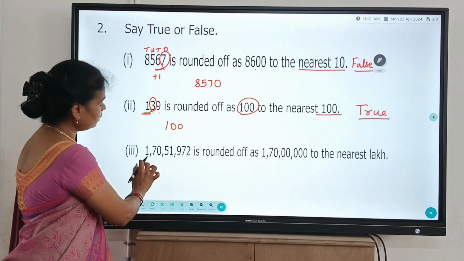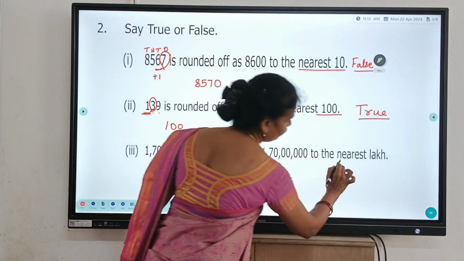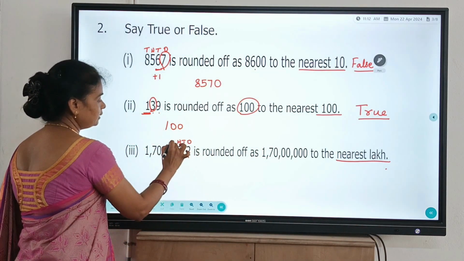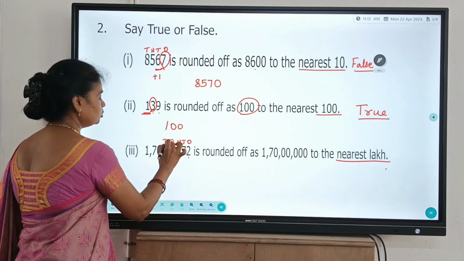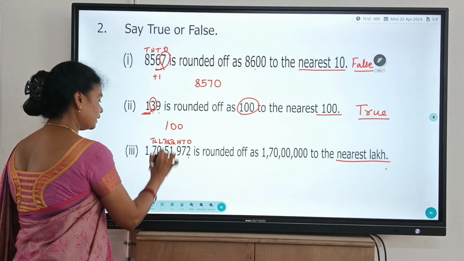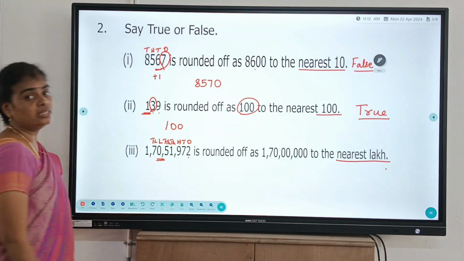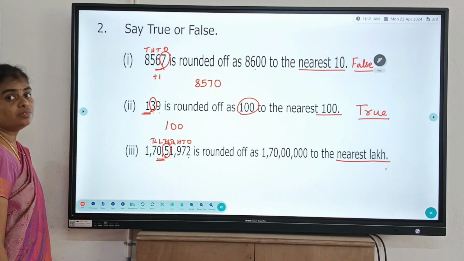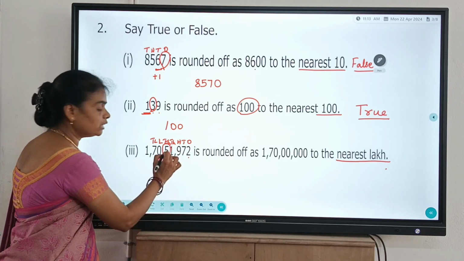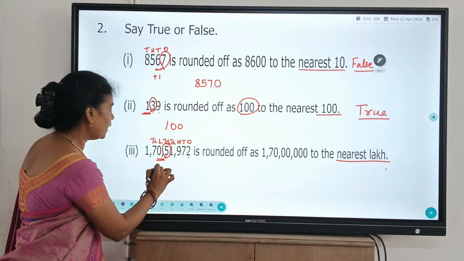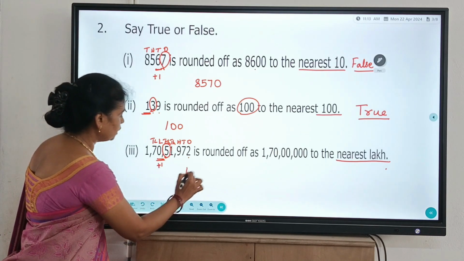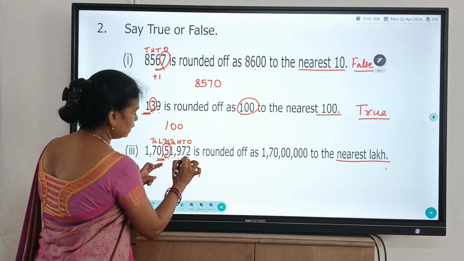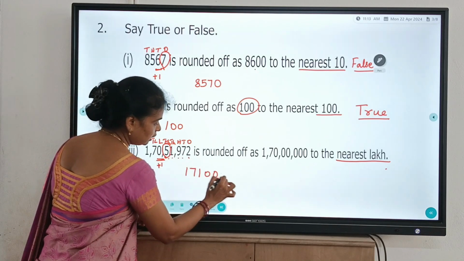Okay, the third one. The question is given, you must round it off to the nearest lakh. So ones, tens, hundreds, thousands, 10,000s, lakhs, 10 lakhs. So in place of lakhs, you have 0. And what you must do, you must take the next number, which is equal to 5. So if it is 5, what you must do? Yes, you will add plus 1 here. So the answer becomes 1, 7, 0 plus 1 is 1, and instead of all these 5 digits, you will write 5 zeros here.